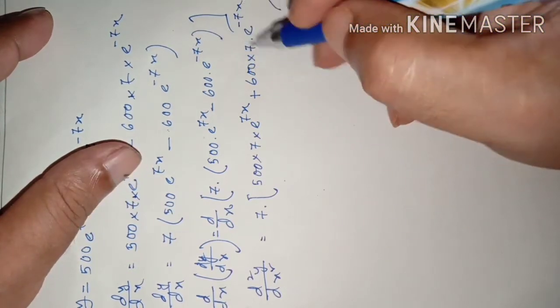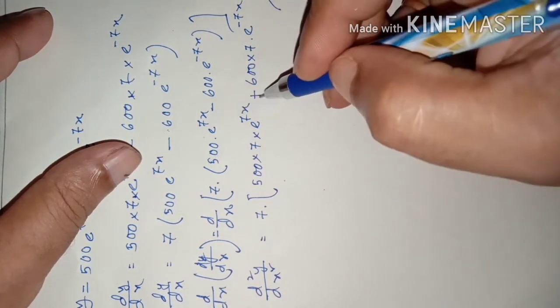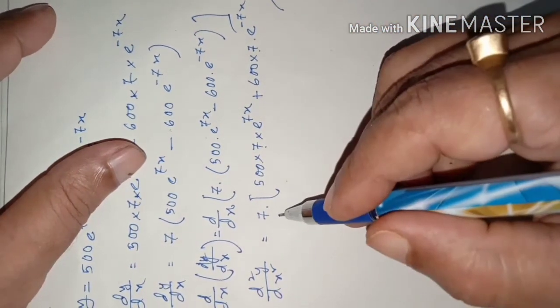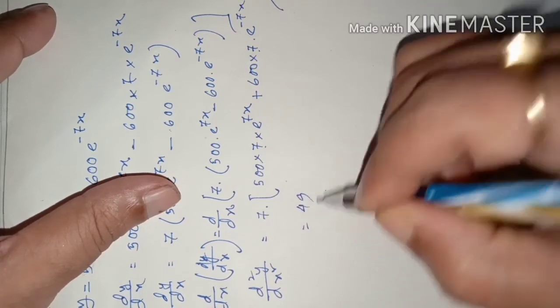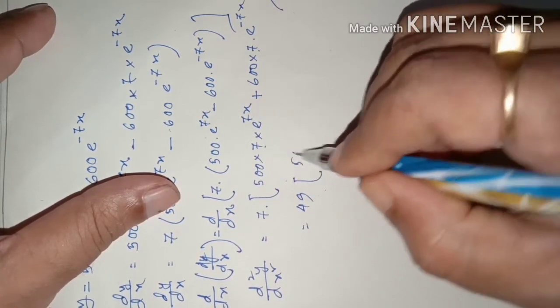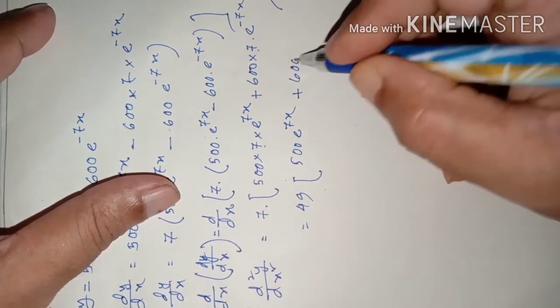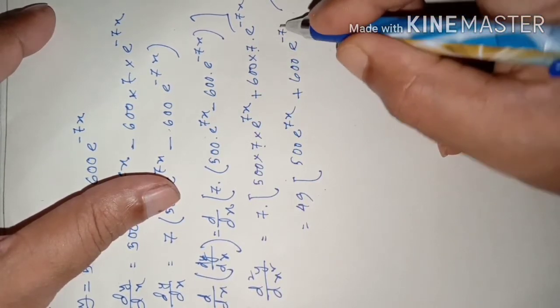There, this minus 10 has come here, so that minus 10 and this minus 10 together give plus 10. Again from here 7 is a common factor, so that 7 also will be out. With this it will become 49 into 500 e to the power of 7x plus 600 e to the power of minus 7x. Okay?